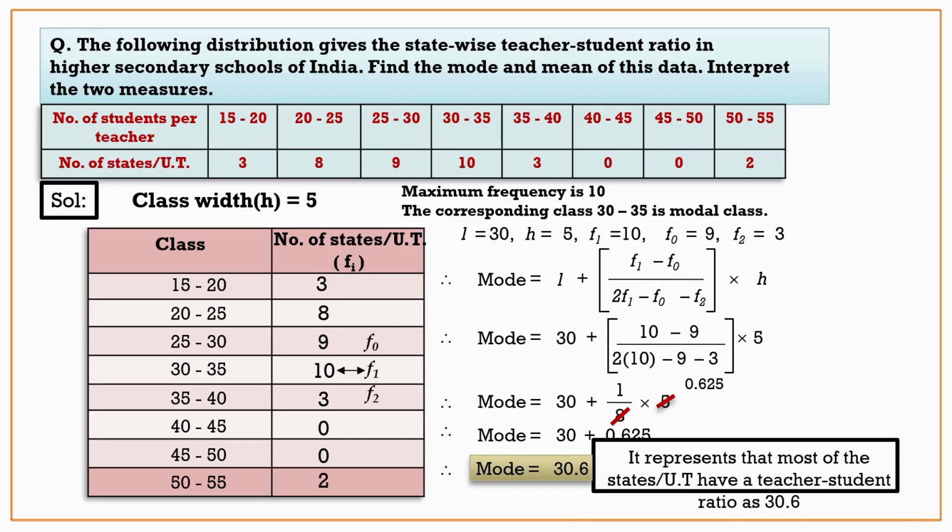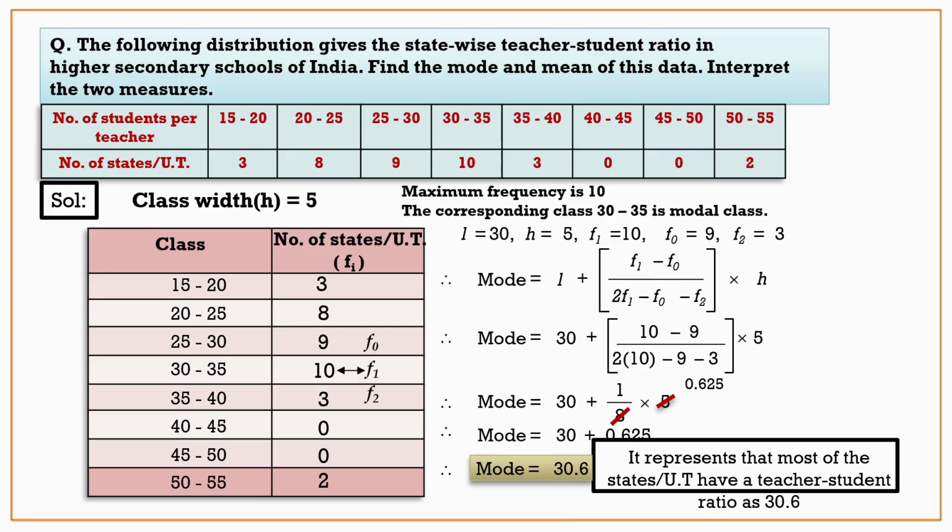So what does it represent? It represents that most of the states or union territories have a teacher-student ratio of 30.6, because this is the teacher-student ratio, right? So this represents the most number of states having that teacher-student ratio.